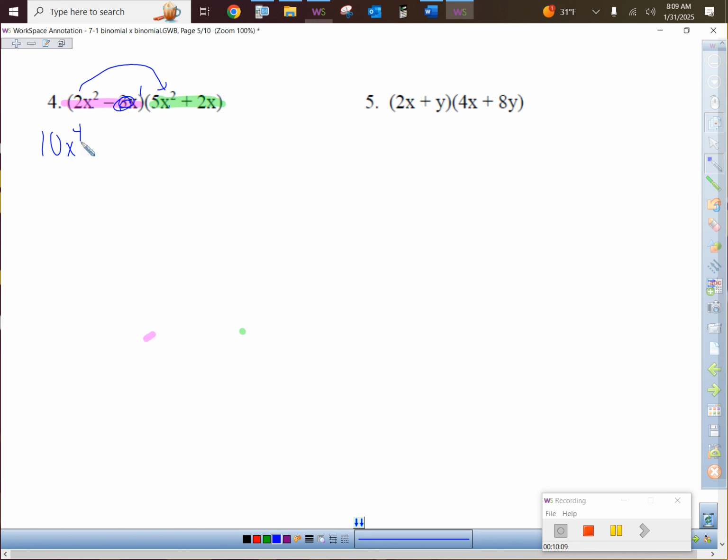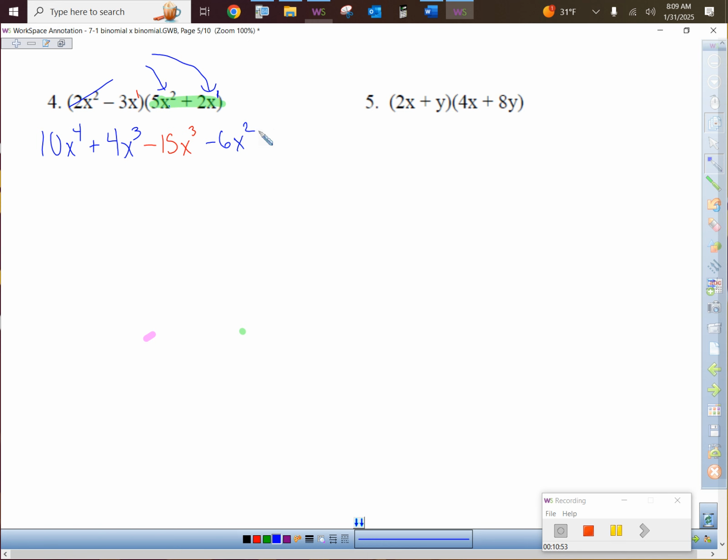Cool? Then distribute this 2x squared to this 2x. Number times number would be 4. X squared times x to the 1st. Not x squared, but how much? X cubed, or to the 3rd, however you want to do it. Is that okay? Cool. Then we'll distribute this other guy. So I've used that 2x squared. He's out. Take that negative 3x. Negative 3 times 5, negative 15. X times x squared is x cubed. And then the last guys times each other, negative 6x squared.